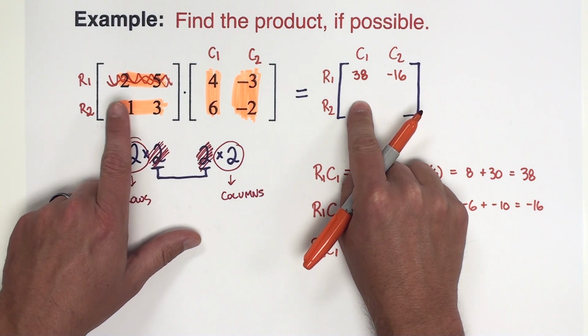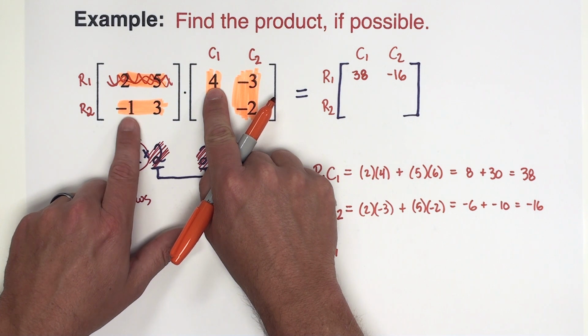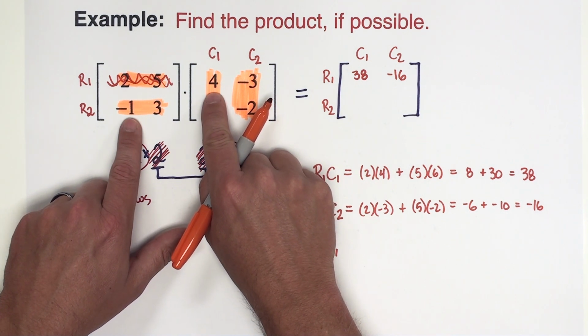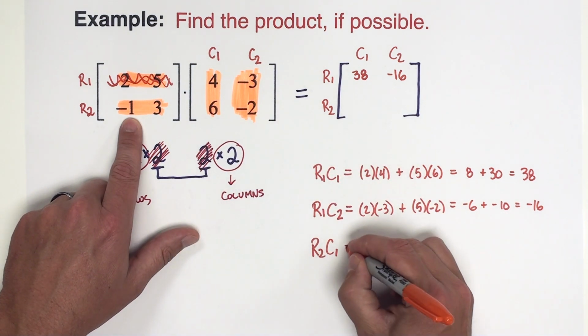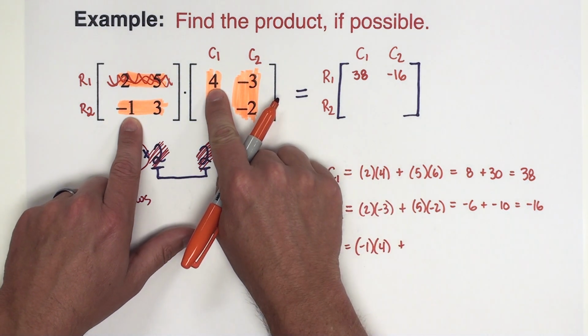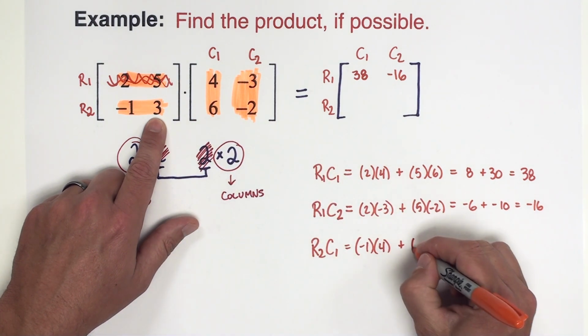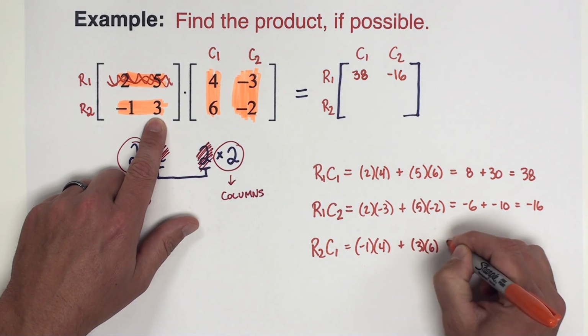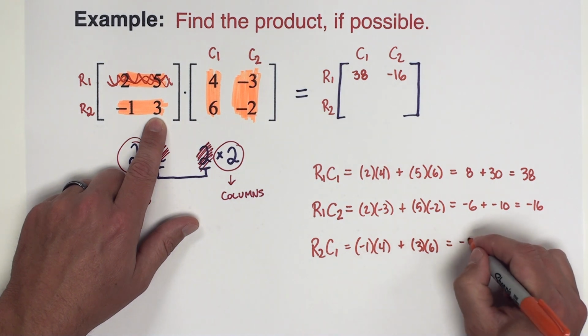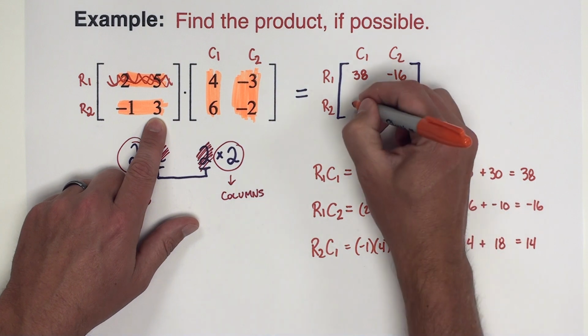Okay, so row 2, column 1, the first numbers are going to multiply together. So -1 and 4. And now the second numbers are going to multiply together, which is 3 and 6. So evaluate that to be -4 and 18, which is 14.